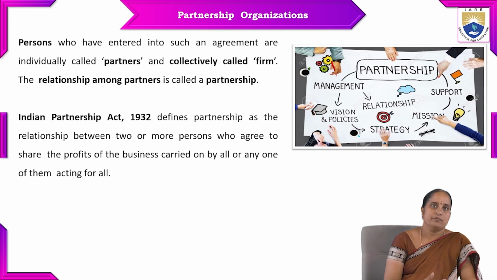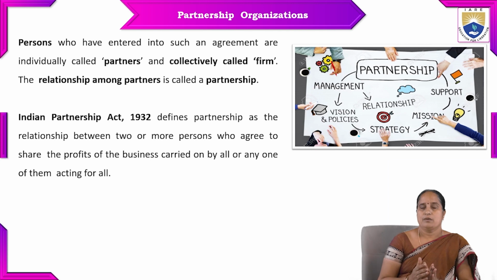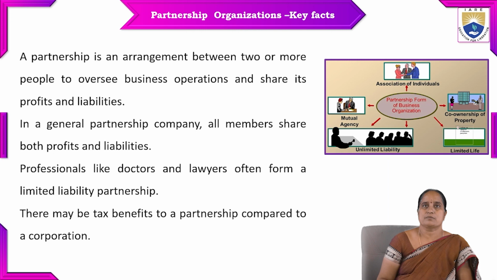The persons who have entered into such an agreement are individually called partners, and collectively we call them a partnership firm. The relationship among partners is known as partnership. The Indian Partnership Act 1932 defines partnership as the relationship between two or more persons who agree to share the profits of the business carried on by all or any one of them acting for all. So it depends on the partners how they entered into the agreement. Based on that, they share the profits.